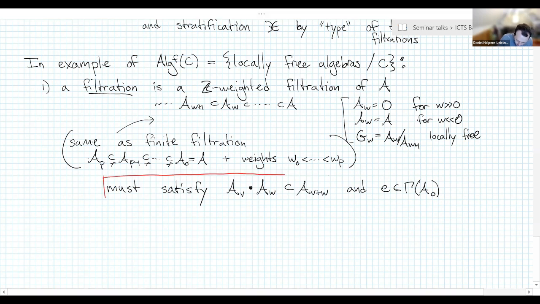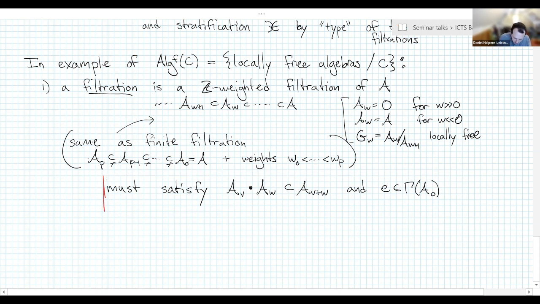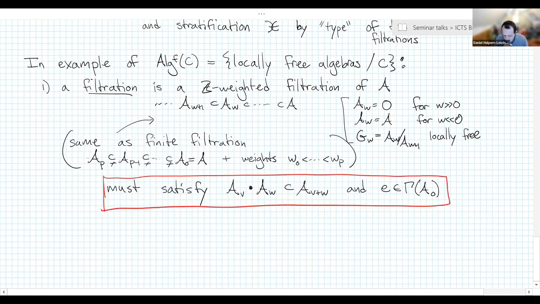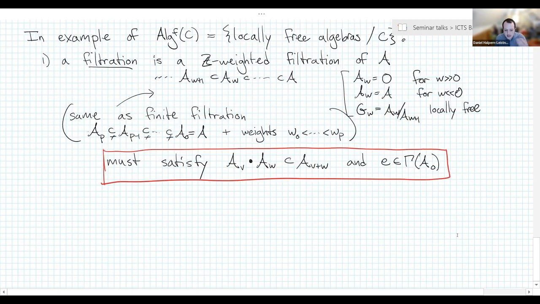So if I just said a filtration of a point here is just a filtration of the underlying bundle, then you might say, well, there's already a canonical filtration. It's the Harder-Narasimhan filtration, but the Harder-Narasimhan filtration does not have to satisfy these conditions. If the Harder-Narasimhan filtration of the underlying bundle satisfies these conditions, then that is the canonical filtration. But the point is that not all filtrations of the bundles are filtrations of the algebra.